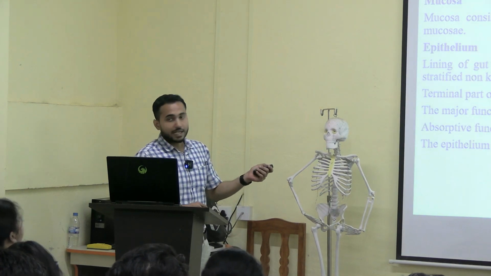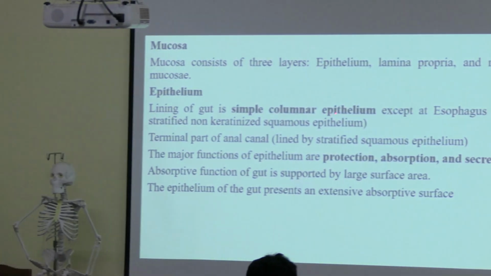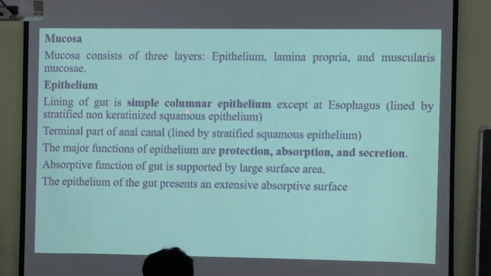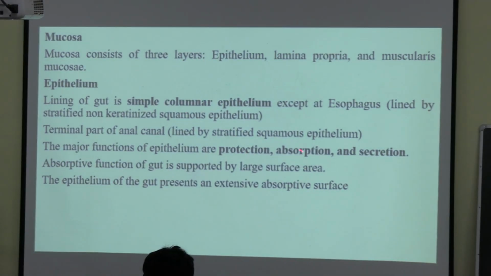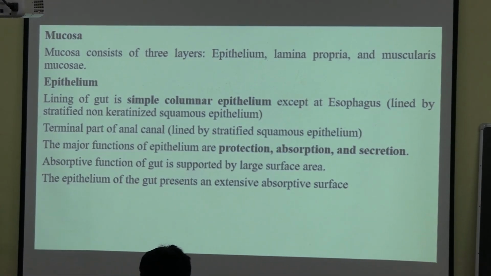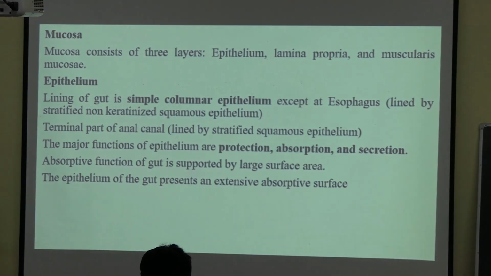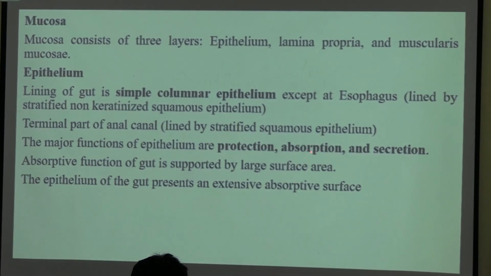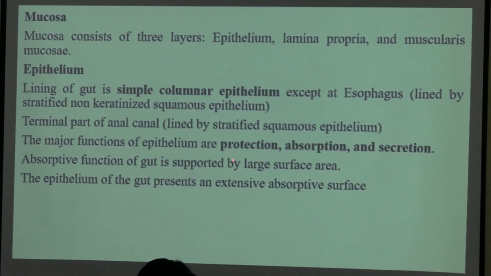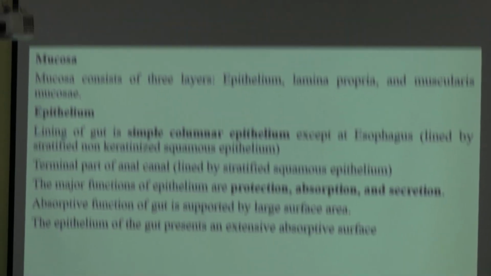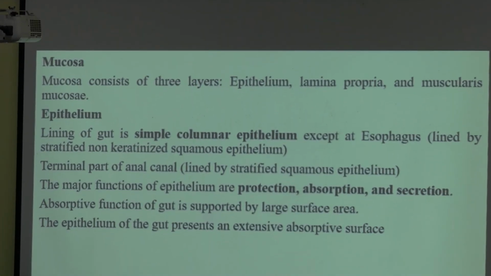Now the lining epithelium in most of the GIT is simple columnar epithelium. Now what is its function? It has 3 functions: protection, absorption and secretion. What is the basic function of that lining epithelium? 3 functions are there, that is protection, absorption and secretion. Now what do you mean by protection? How will it protect?